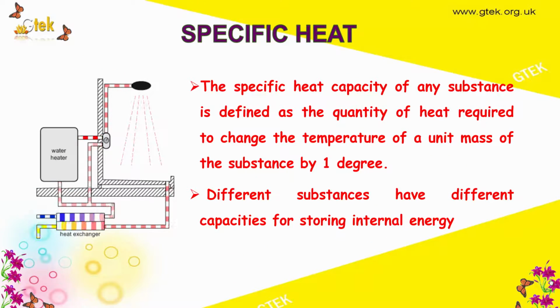Now let's move on to the concept of specific heat. Specific heat is the capacity of a substance, defined as the quantity of heat required to change the temperature of a unit mass of the substance by 1 degree. Different substances have different capacities for storing internal energy. You can find some examples over here.